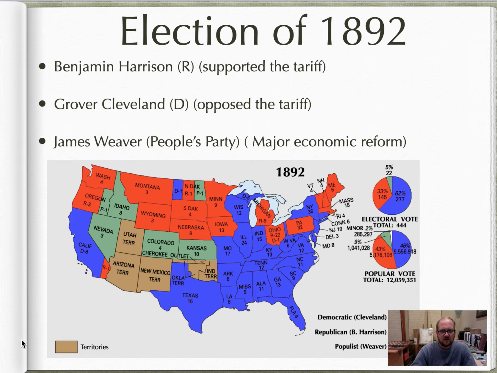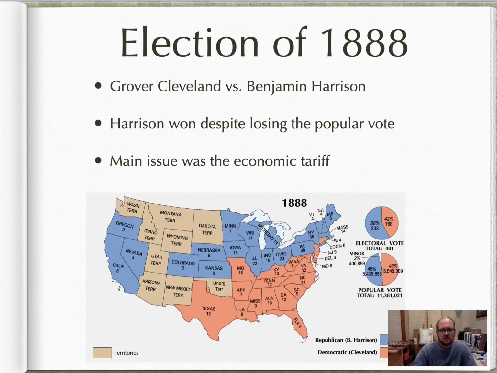So if you think about where Harrison was, let's look at these states of Colorado, Kansas, and Nevada, because Idaho was not a state yet. And they went for Harrison. If you look at Kansas, Colorado, Nevada, they were blue, and they were on the Republican side in this election before.